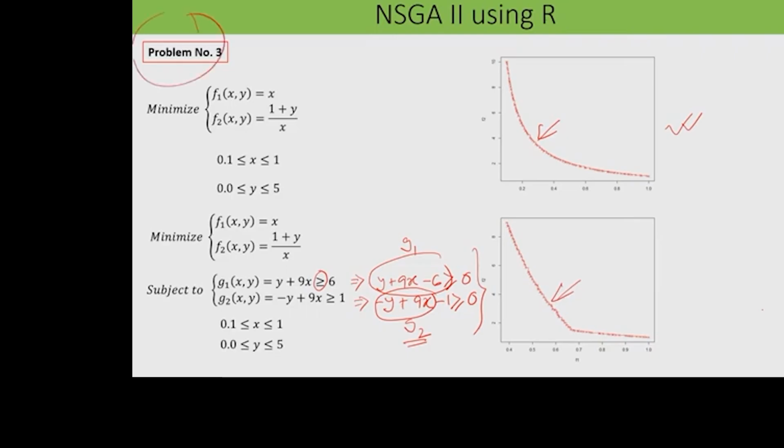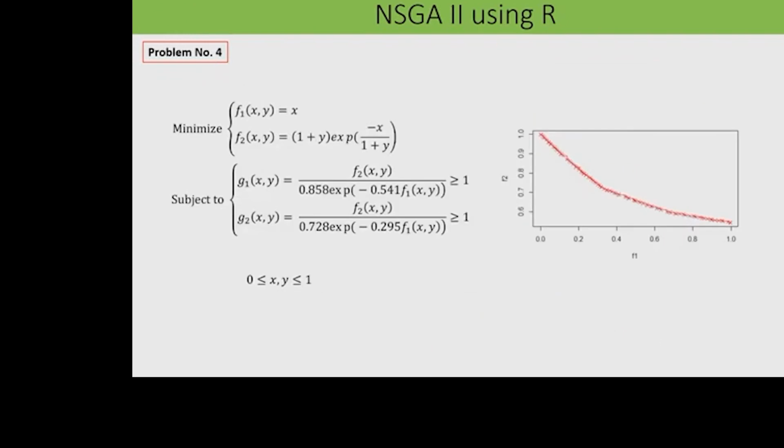Now we have another problem, problem 4, and this is also a minimization type optimization problem. Minimize f1 equal to x and f2 equal to (1 + y) exp(-x / (1 + y)). This is objective function 2, and then we have two constraints. The first constraint is f2 divided by 0.858 exp(-0.541 f1).